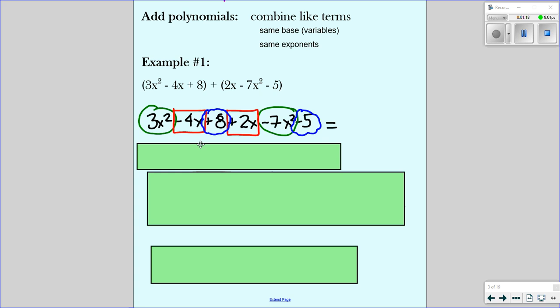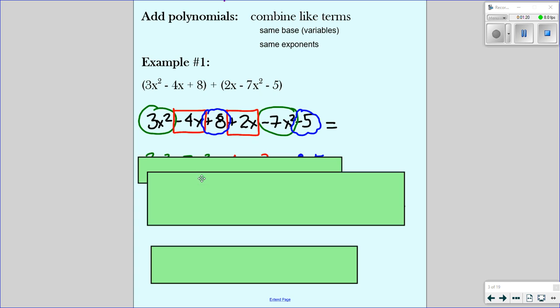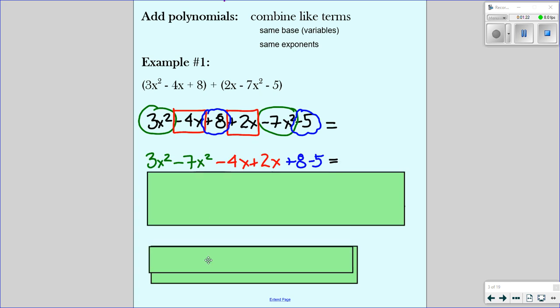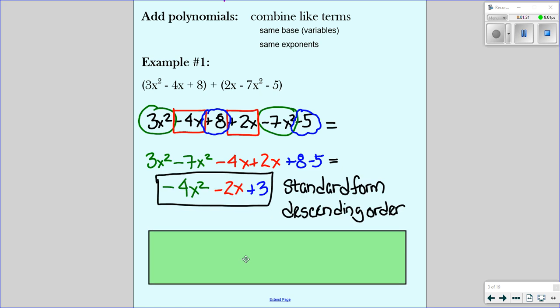So once I did that, now I combine the like terms. Anything that I circled in green was put together, the reds put together, and the blues put together. Then I simplified. So simplified, I got negative 4x squared minus 2x plus 3. And what I wrote to the side, standard form, because it's going in descending order.